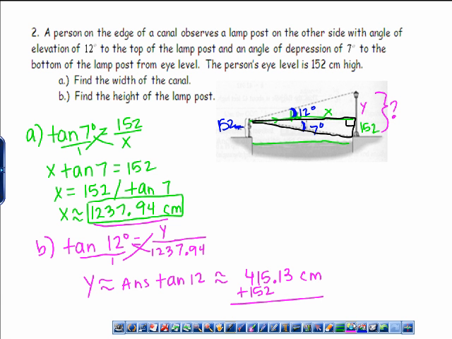I'm sorry, let me back up. I gave away the answer on that one. Some of you typing this in your calculator caught that. So when you do second answer tan 12, you actually get 263.13. That's the top part of the lamppost. And when you add 152 centimeters, the bottom part, you get a total of 415.13 centimeters. And that is the answer to part B, the height of the lamppost.